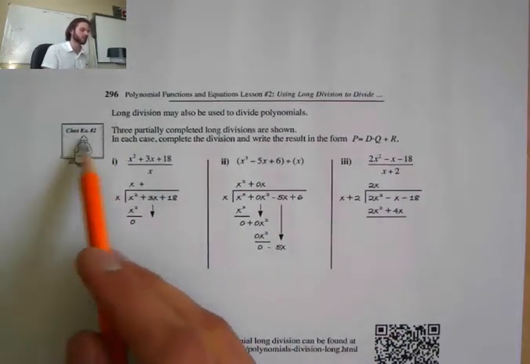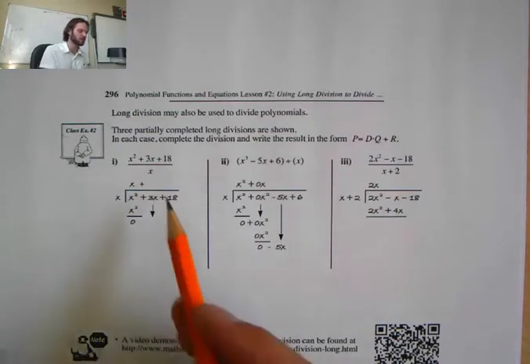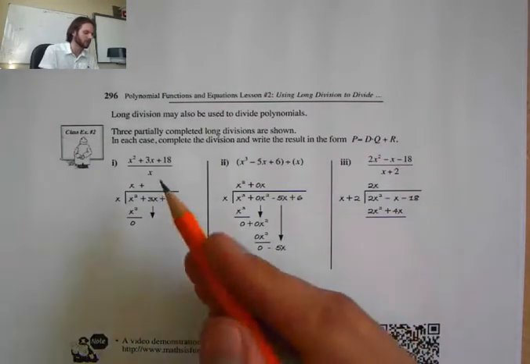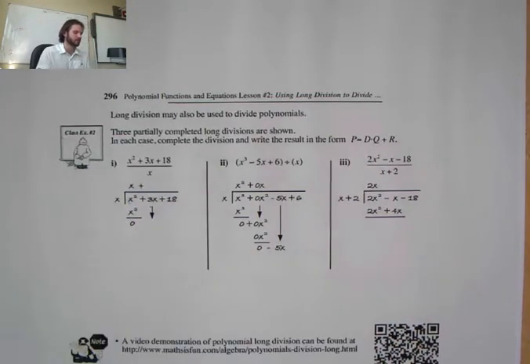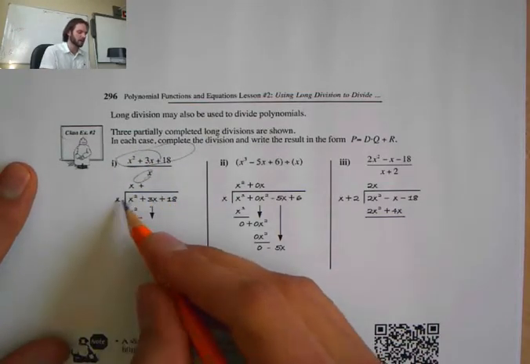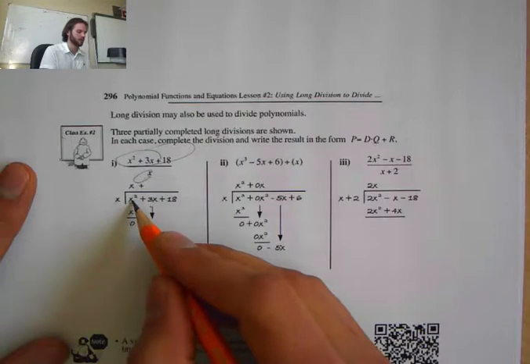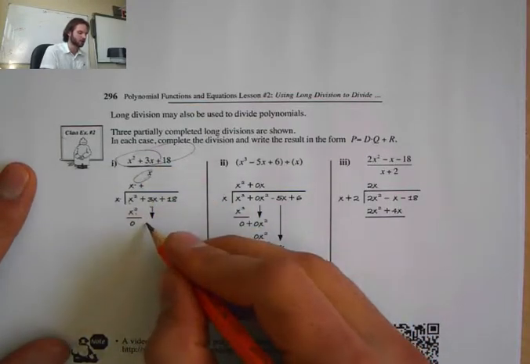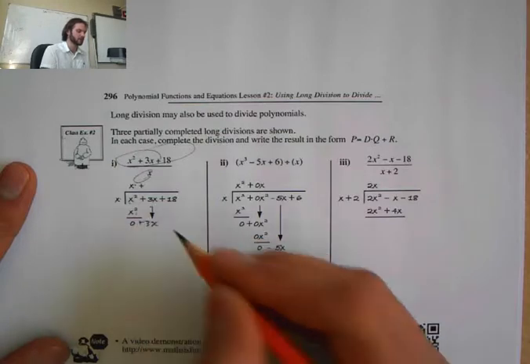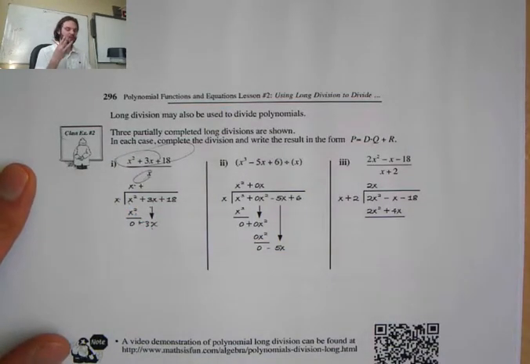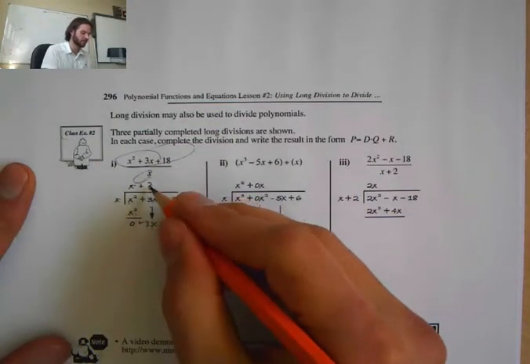We're going into our class example number 2 with just simple monomials. Okay? So let's take a look at this here. We want to divide all of this here by x. So it starts us off. x goes into x squared, x times. Right? x times x gives us that. Now we drop down the 3x. Now x goes into 3x how many times? 3 times.